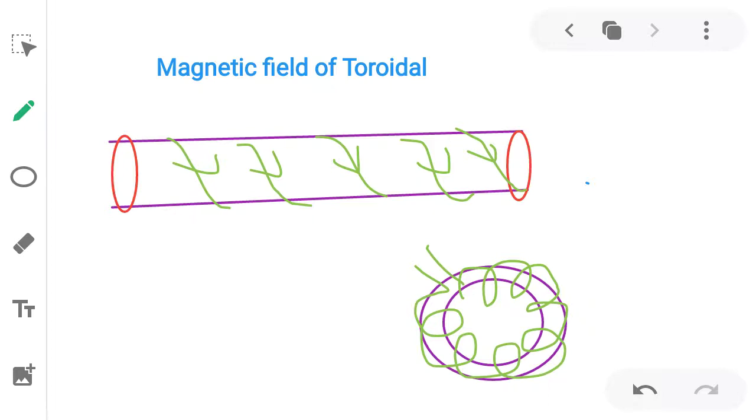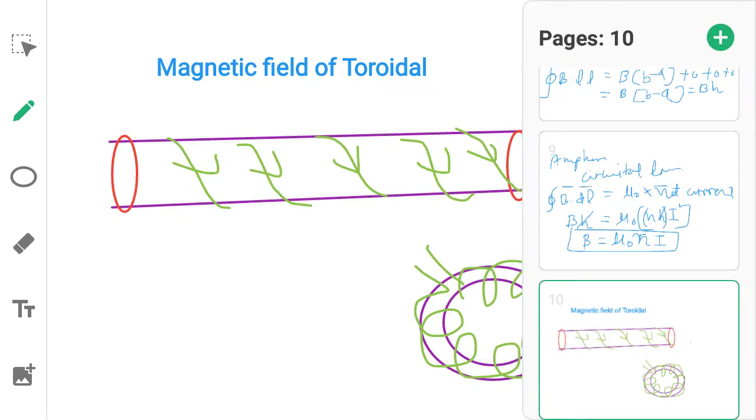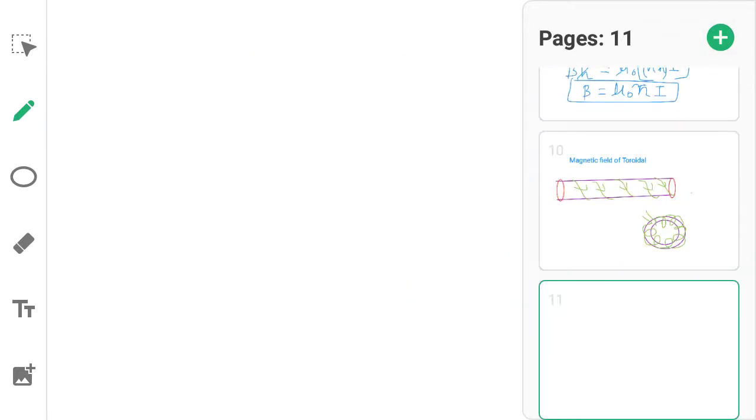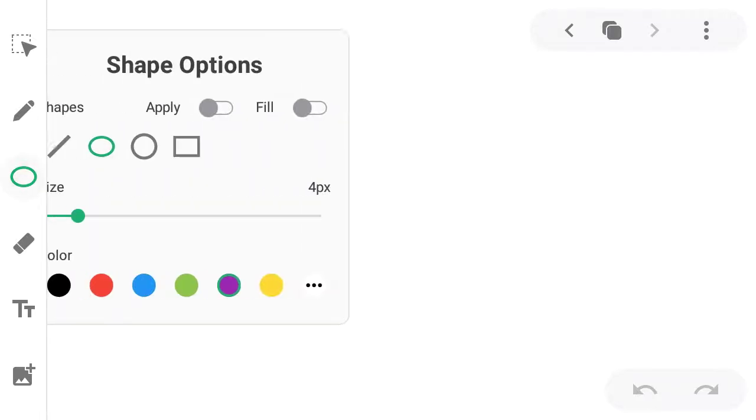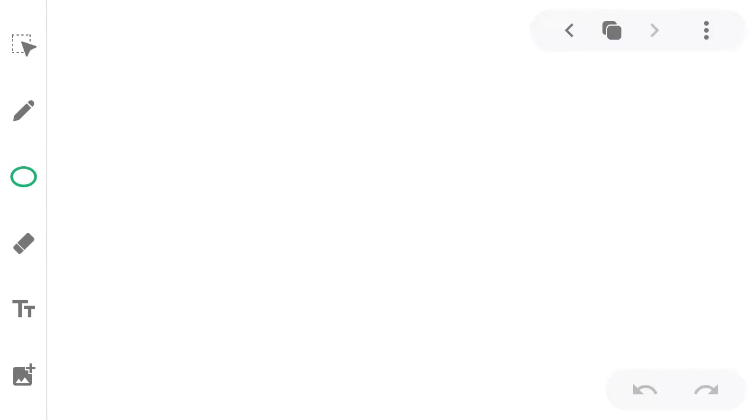So this is our toroidal. Now our purpose is to find the magnetic field due to this toroidal at different places. We understand that when we bend the solenoid into the shape of a ring, we get a toroidal. To find the magnetic field at different points, let us first draw the toroidal bigger.